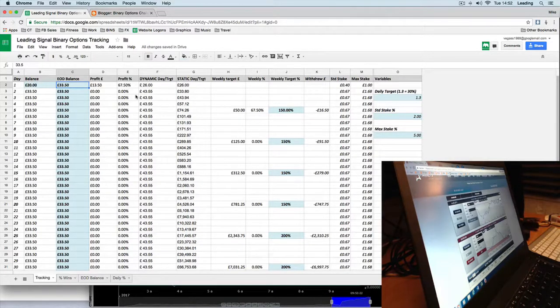Because I've had nothing to do, I've just been updating it, but it's a good idea to do it at the end of the day, because you can become too focused on how much you're winning, how much money you're making, rather than the chart, which is the most important thing.